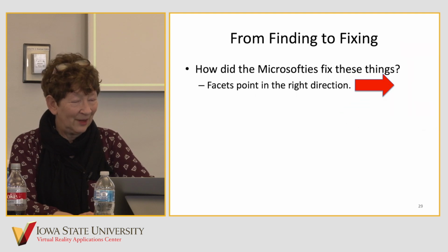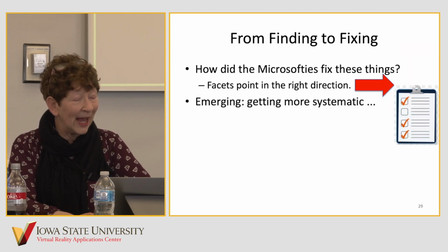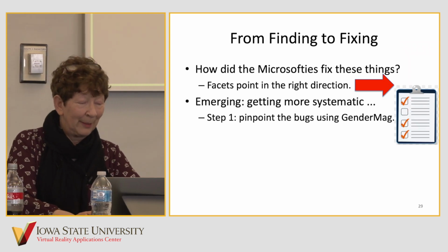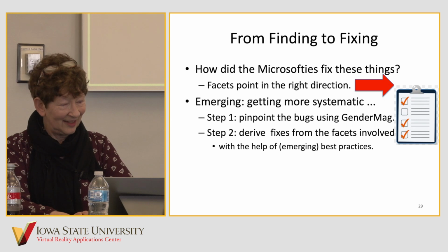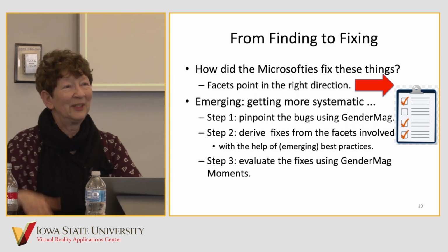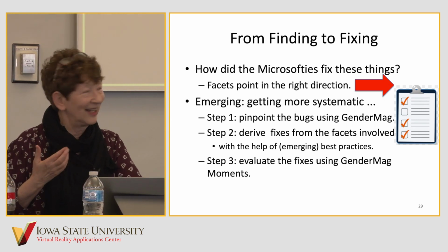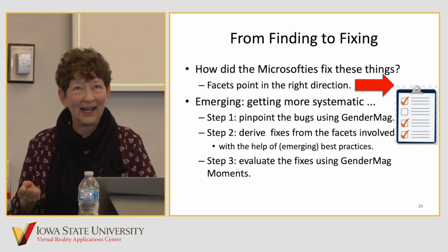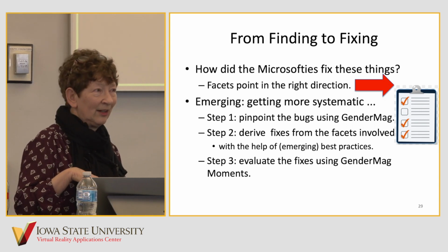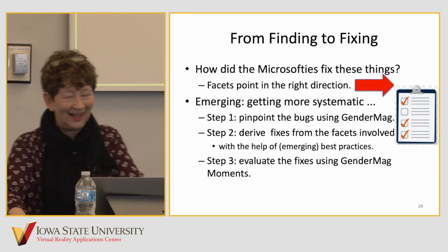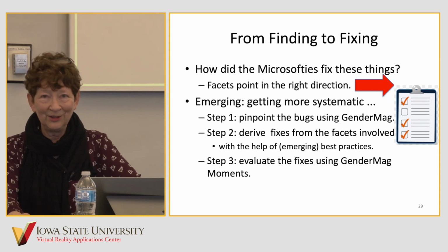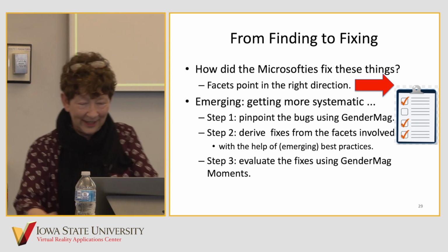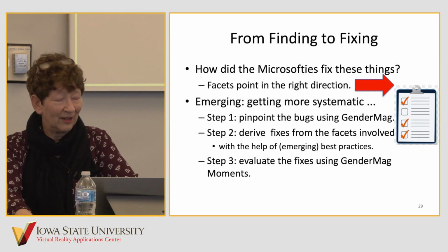We started to get systematic about how you get from the facets to the fixes. We wrote a paper about it, which is coming out in CHI this year. And once again, we were able to use Microsoft as a case study, and they let us write about it. Microsoft has a product called Academic Search. It's like Google Scholar, only it's Microsoft's. It's been out there for, I don't know, four or five years. They have all kinds of UXers, so they did the best they could with it. And then they used GenderMag on it.